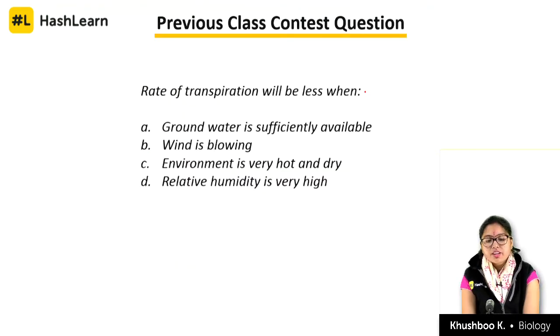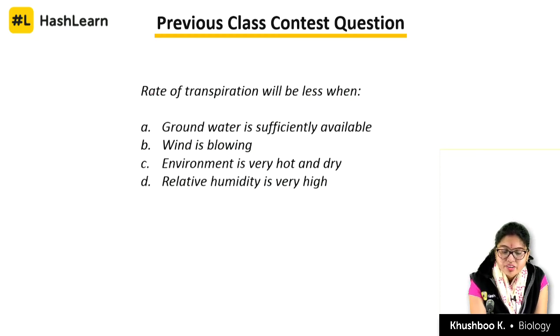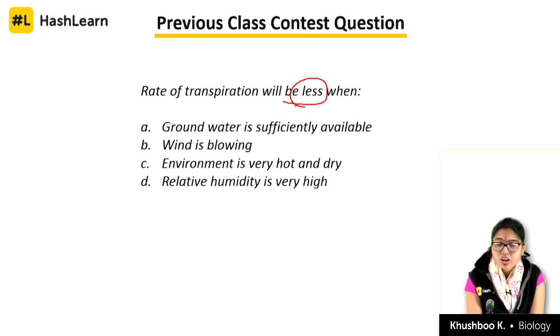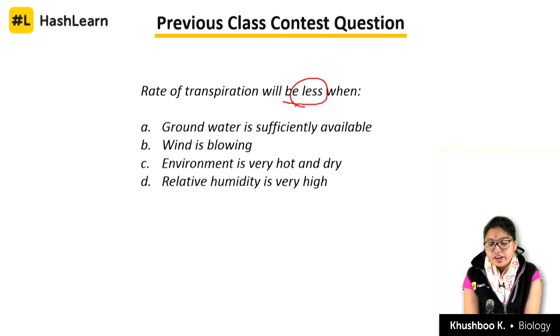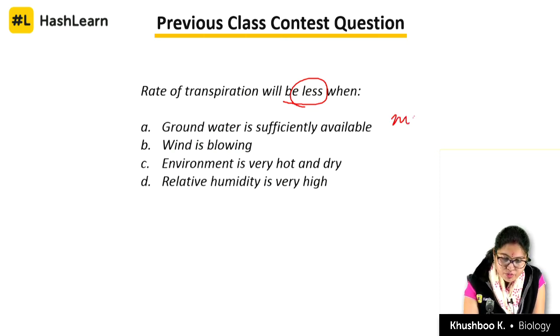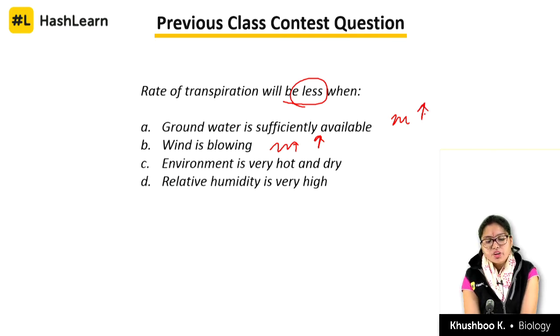Now on your screen is the question from previous class or the previous class contest question. The question which I asked was rate of transpiration will be less. Transpiration less कहाँ होगा और कब होगा? The A, ground water is sufficiently available. अगर ग्राउंड वाटर सफिशिएंटली अवेलेबल है तो ट्रांसपिरेशन विल बी मोर. विंड इज ब्लोइंग, ट्रांसपिरेशन विल बी मोर. ओके, और आई विल जस्ट डिनोट इट विथ एन अपवर्ड एरो.